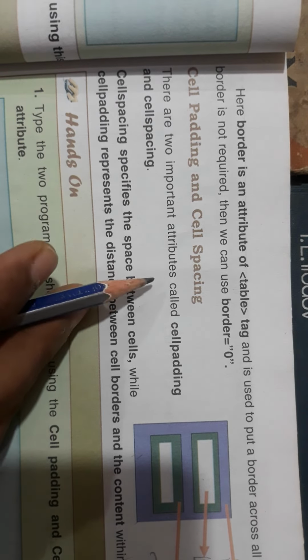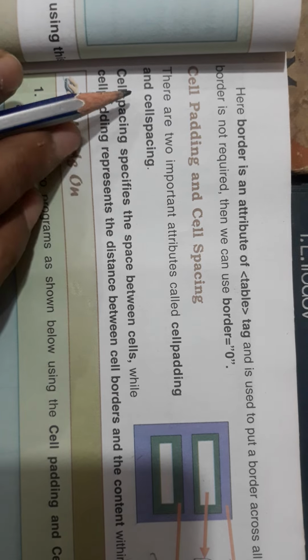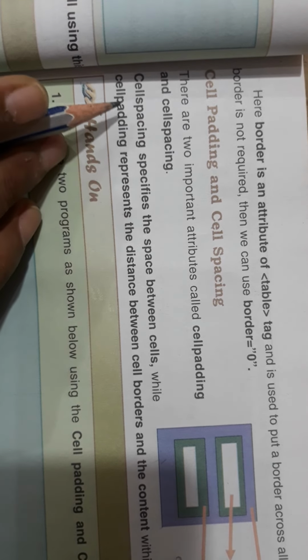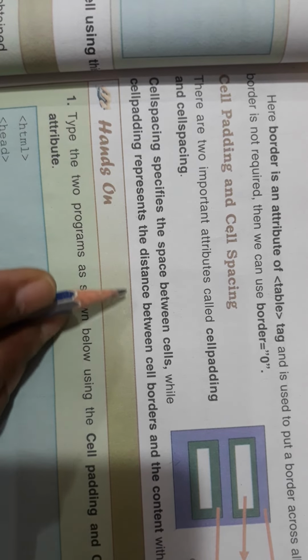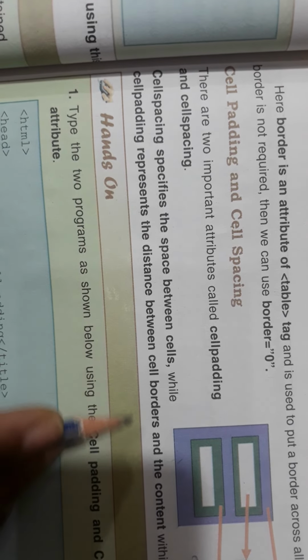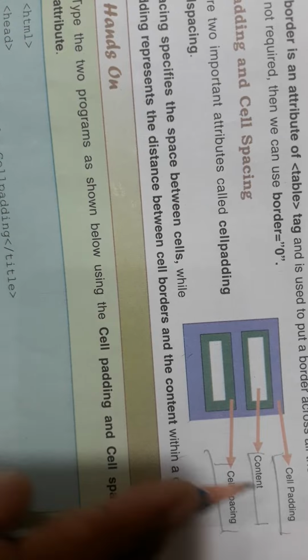There are two important attributes called cellpadding and cellspacing. Cellspacing specifies the space between cells, while cellpadding represents the distance between cell borders and the content within a cell. Cellpadding, content, cellspacing. Program you can do this. There is also a program you can do yourself.